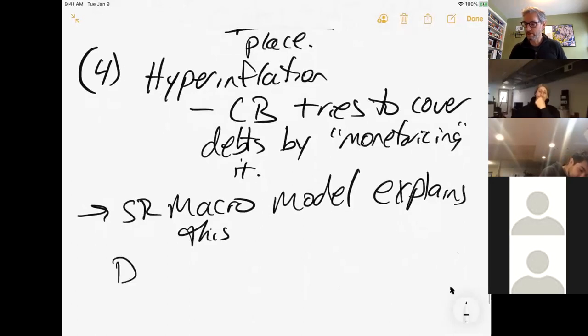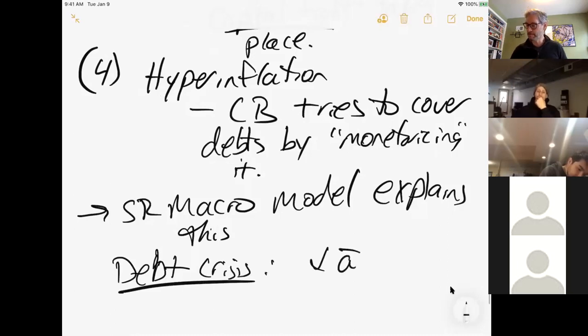That when you have a debt crisis, what are you going to get? You're going to have big falls in A bar. You're going to have big rises in F bar. In our short run macro model, at least to this extent, we don't have exchange rates. We're going to change that a little bit on Friday after your exam.